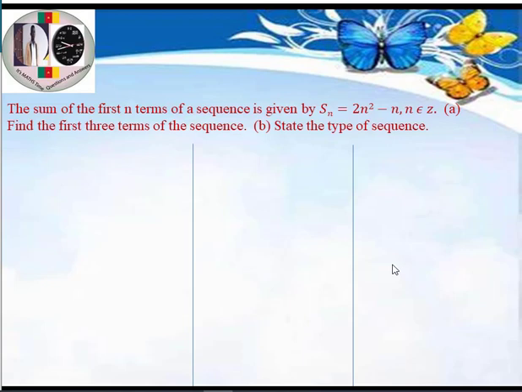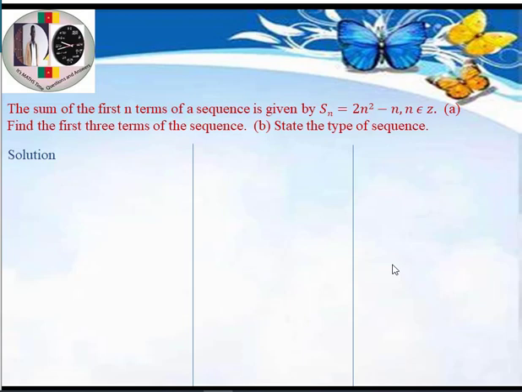So what they are saying is that they have given us the sum of the first n terms to look for the first three terms, and we'll use these first three terms to state whether the sequence is an arithmetic progression or a geometric progression.